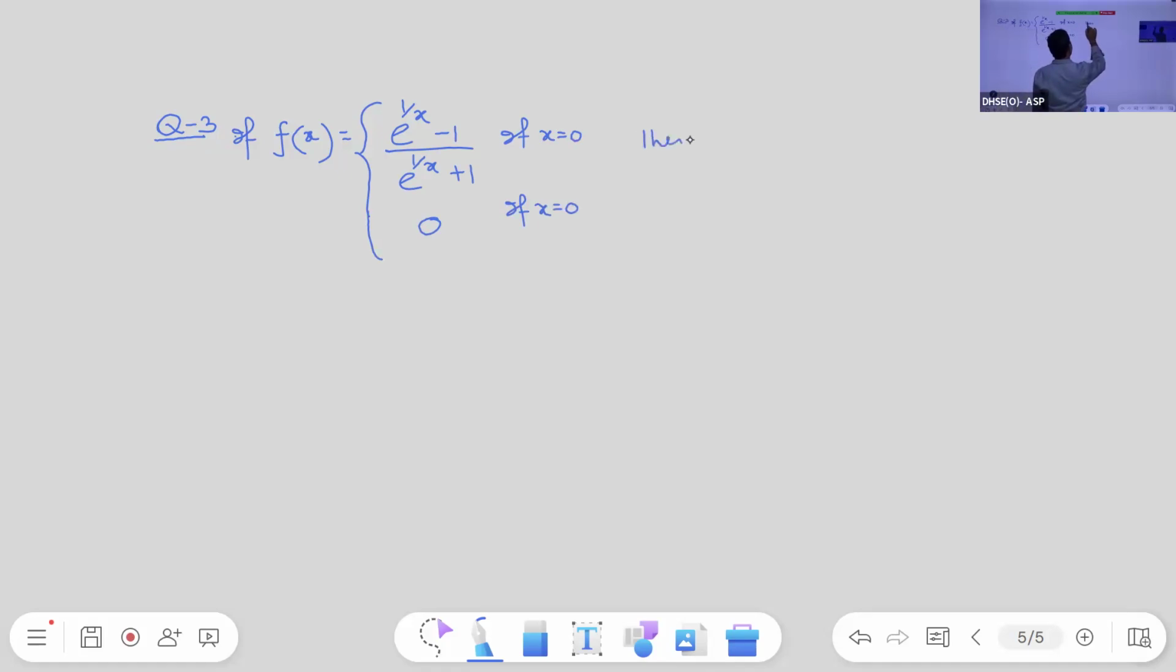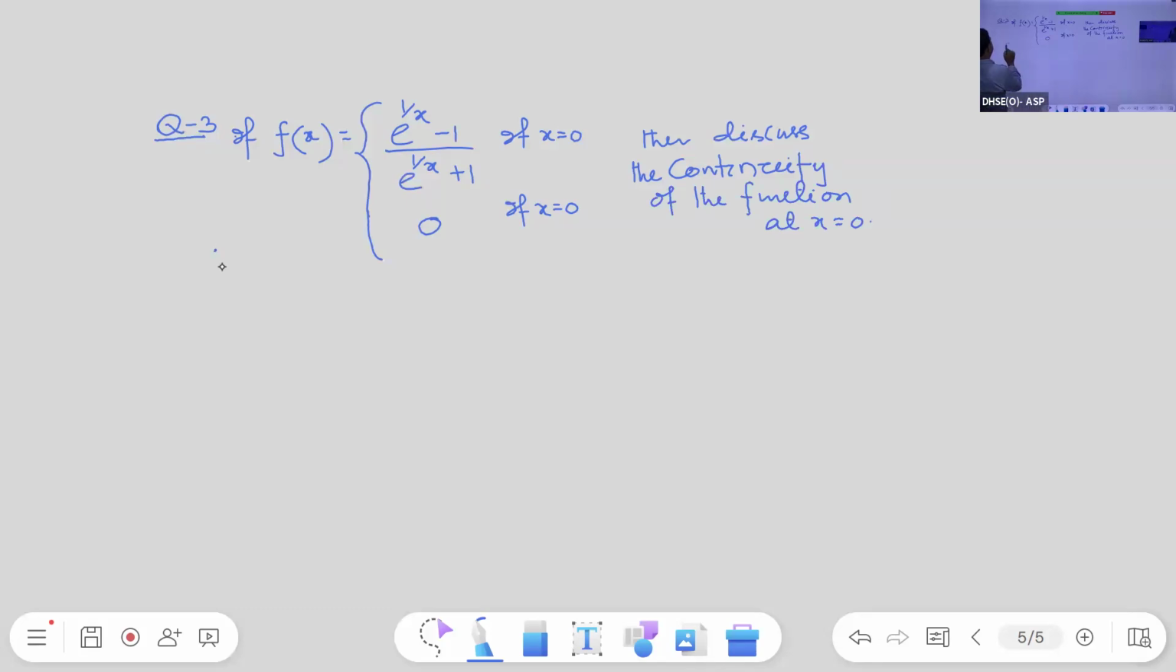Discuss the continuity of the function at x equal to 0. Okay. Discuss the continuity of the function at x is equal to 0.